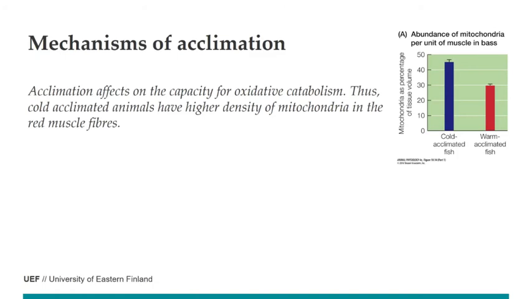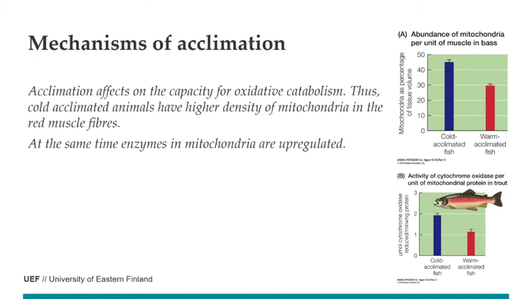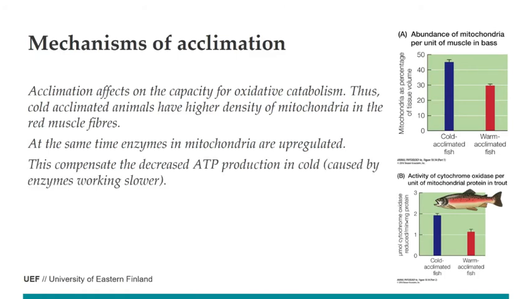Okay, you have more mitochondria, then you can use more oxygen and produce more ATP. But also in these mitochondria, there are more enzymes. So you increase the enzyme production to have more enzymes in the mitochondria, and then you also have more mitochondria in these cells, and that's why you can compensate for the decrease of ATP production in cold. Because at cold temperatures, all the enzymes are working slower, so the ATP production would be quite drastically decreased. But now you have more enzymes, more mitochondria, and that's how you upregulate it. So you have this partial compensation.